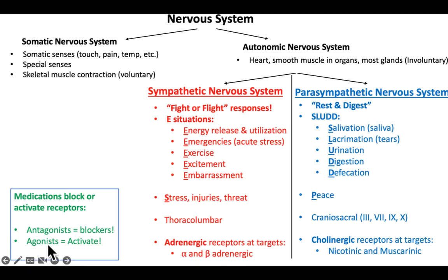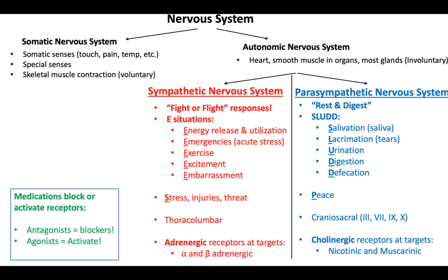If you see the word agonist, those activate. So if you're a beta agonist, you would actually activate those beta receptors. All right. So that, again, that's some of the terminology that we use when we learn about medications that either block something or activate something. And usually it's receptors. We're either blocking the receptor or stimulating the receptor.